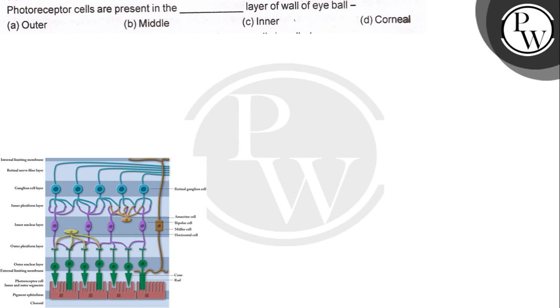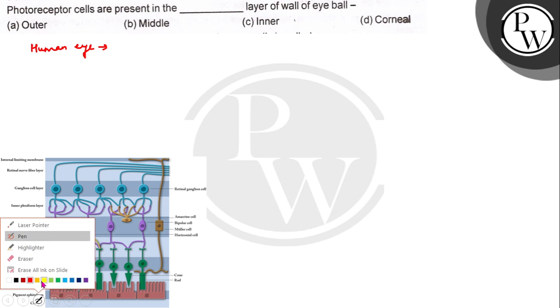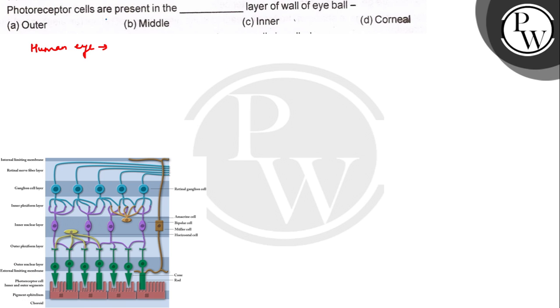Receptor cells are present in the dash layer of the wall of the eyeball. And the options here are outer, middle, inner and corneal. The key concept in the question is human eye. We are talking about human eye in this concept. Photoreceptor. What is photoreceptor? Actually, photoreceptor present in the outer wall of the eye.